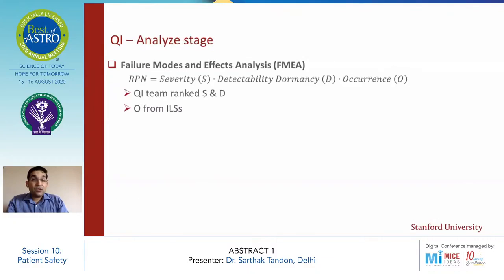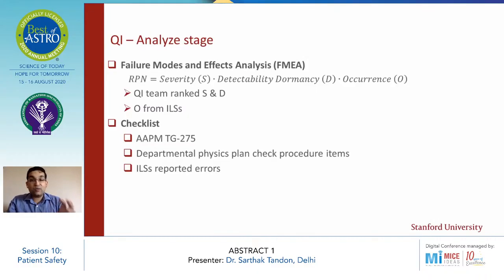Next, please. So for the analyze stage, they used the FMEA, the failure modes and effects analysis. In this stage, the check items eligible for automation were identified, and then they were prioritized using the FMEA protocol. An itemized list of the individual physics plan check steps was compiled using the AAPM TG275 draft checklist. This is something we all know. The team ranked them following the severity of the impact, the detectability, that is, the probability of the error going undetected, and the occurrence, which was determined based on the records from the departmental ILS.